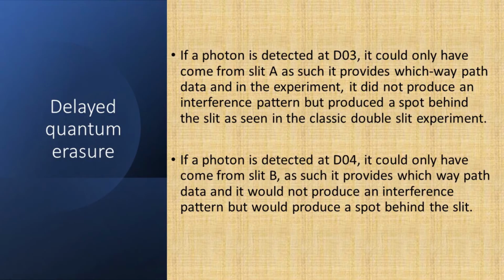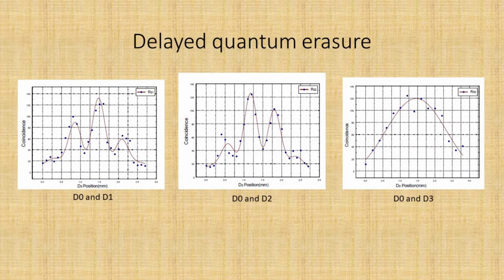If a photon is detected at DO3, it could only have come from slit A. As such, it provides which-way path data, and in the experiment it did not produce an interference pattern, but produced a spot behind the slit, as seen in the classical double-slit experiment. If a photon is detected at DO4, it could only have come from slit B. As such, it provides which-way path data, and it would not produce an interference pattern, but would produce a spot behind the slit. Here is the actual data.